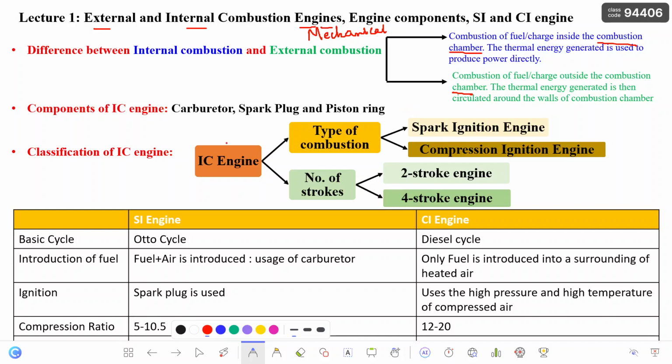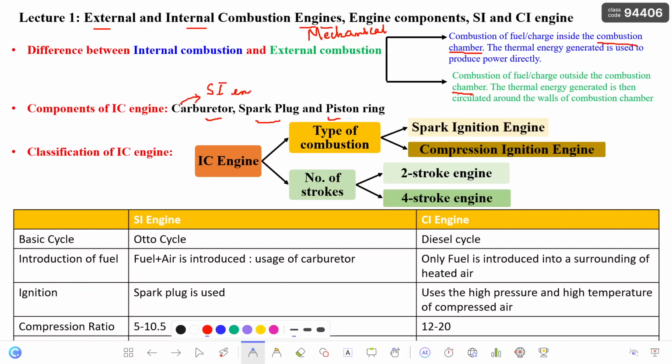After that, the next thing that was covered was the important components of the IC engine. There are many parts, but some of the parts that I have mentioned are the carburetor, spark plug, and piston ring. What is the function of a carburetor? Is it present in all engines? The carburetor is generally present in an SI engine.